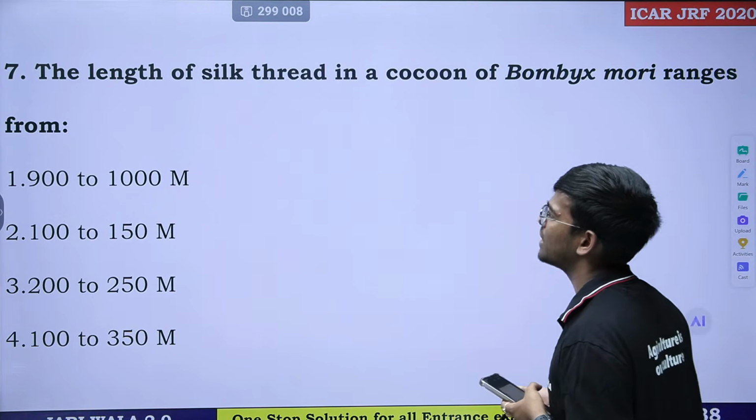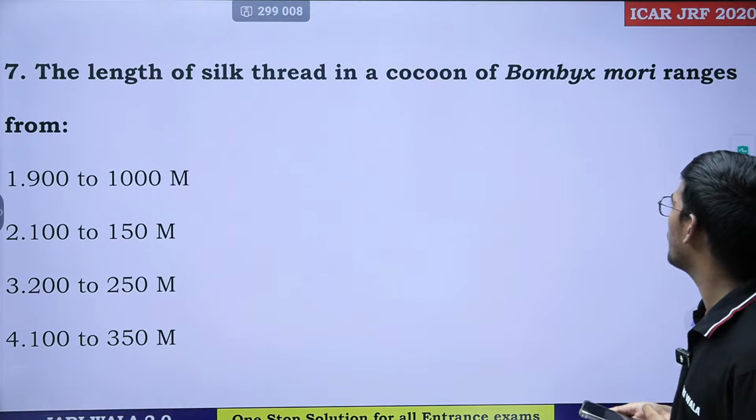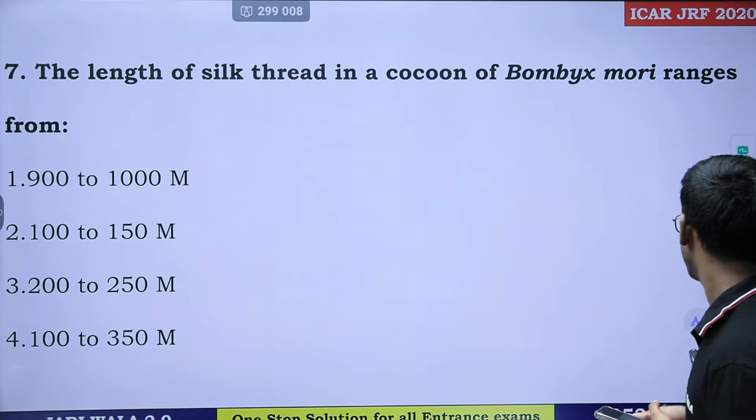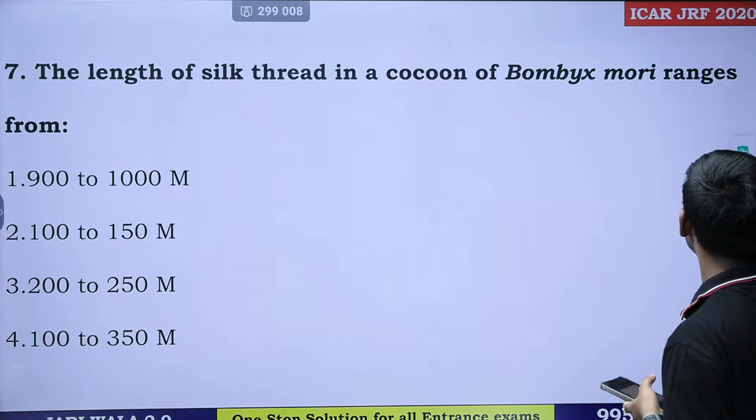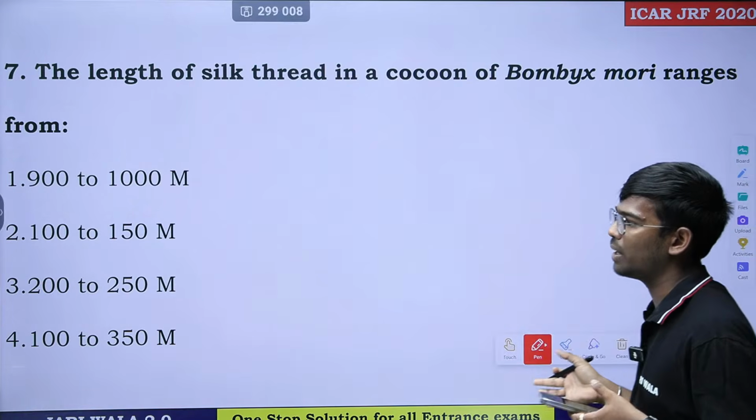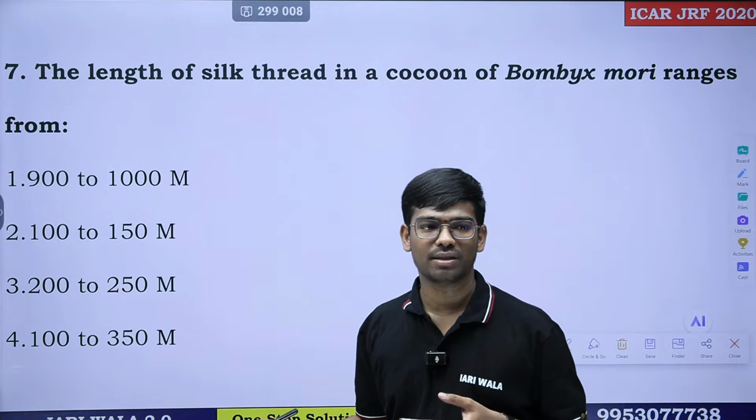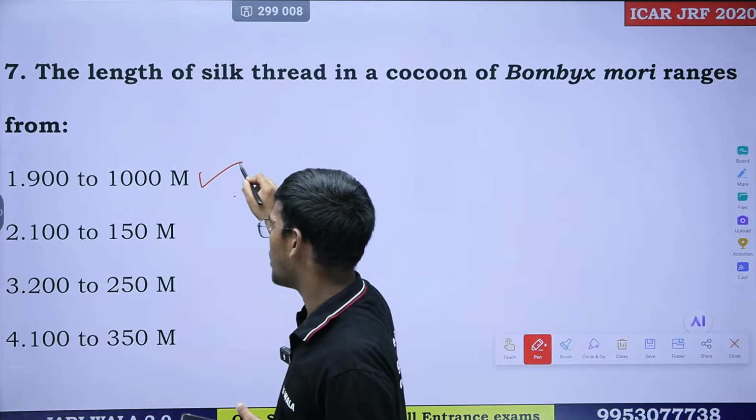And the next question: the length of silk thread in a cocoon of Bombyx mori ranges from. Usually it ranges from 1000 to 1200 meters, but here the appropriate option is 900 to 1000 meters.